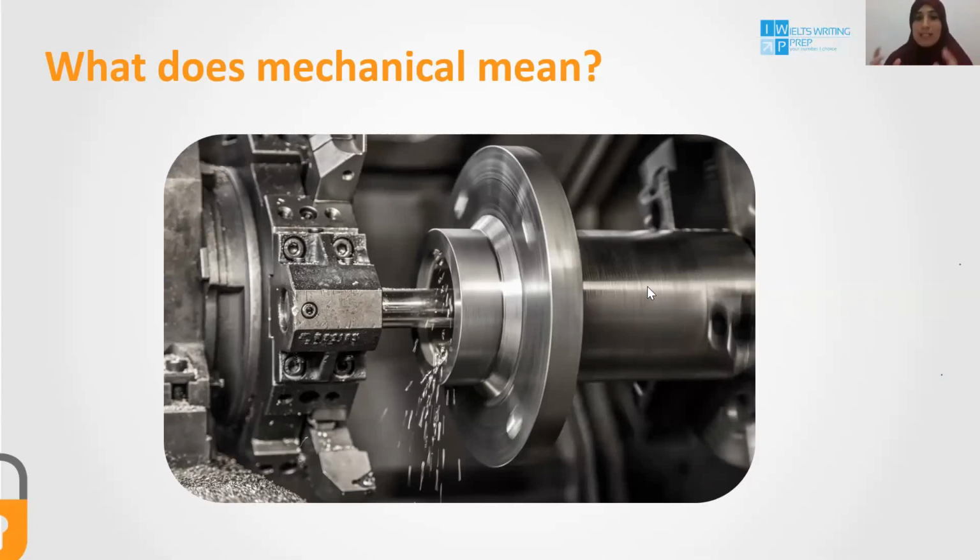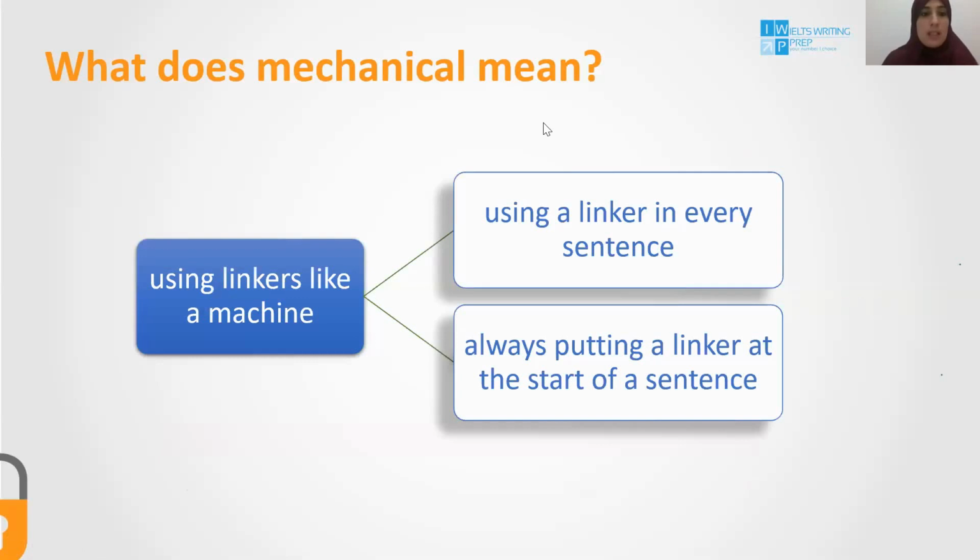How is that related to linking words? Here we've got using linkers like a machine. That has two meanings. Either you're using a linker in almost every sentence, or when you use a linker, you're always positioning it at the start of the sentence. So this is using linkers like a machine. Either the linker is always at the beginning, or you're using them in every single sentence. Sorry, I'm getting a bit confused here.